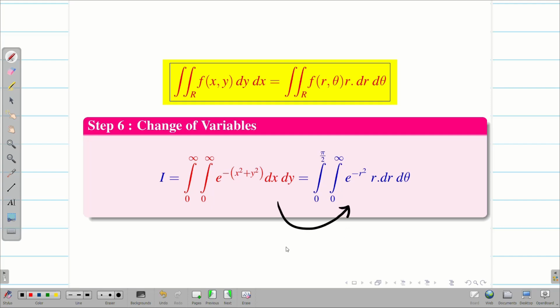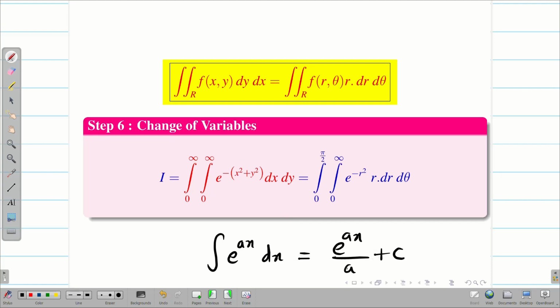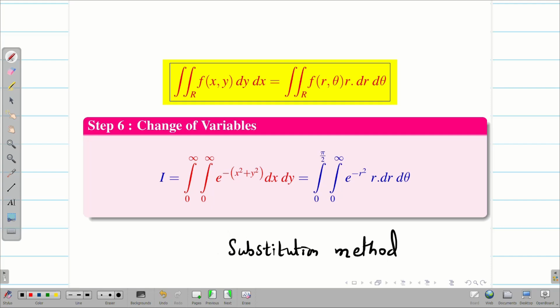Now we have to integrate this. But there is one problem. We know the integration formula, integral of e power ax dx is e power ax by a plus c. But here we don't have e power ax. We have e power minus r square. So I cannot solve the problem using any formula. So in integration, whenever a problem comes, whenever you cannot proceed further, we always try the substitution method. Most of the time it works.